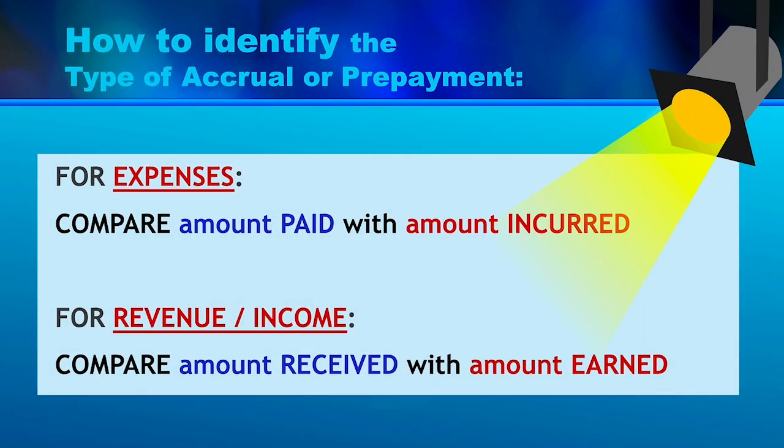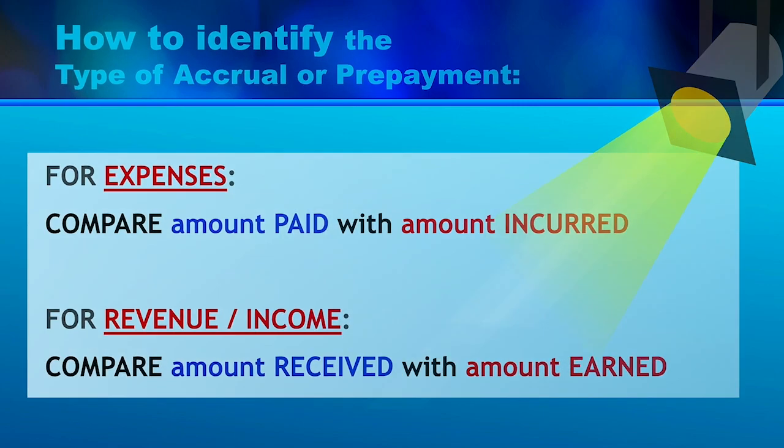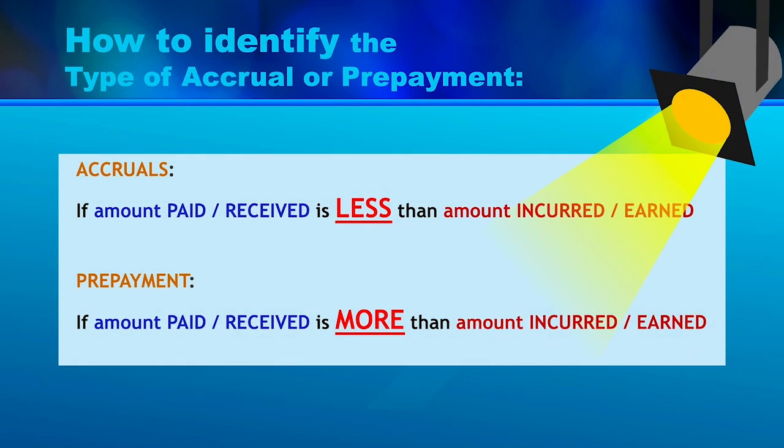How do you identify which type of accrual or prepayment of the 4? For the expenses, you are comparing the amount paid with the amount incurred. And for the revenue, you are comparing the amount received with the amount earned. So you always look for those 2 figures: amount paid or received and amount incurred or earned. And the accrual will be if the amount paid or received is less than the amount incurred or earned. And the prepayment will always be if the amount paid or received is more than the amount incurred or earned.